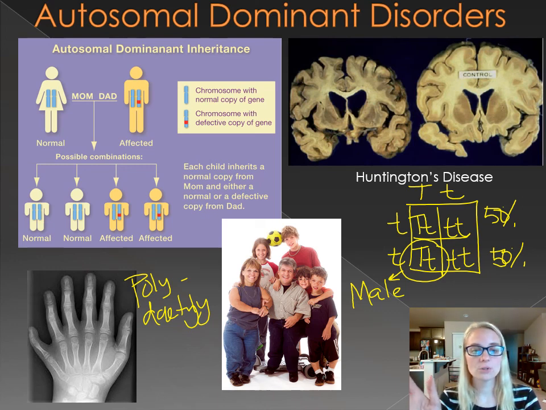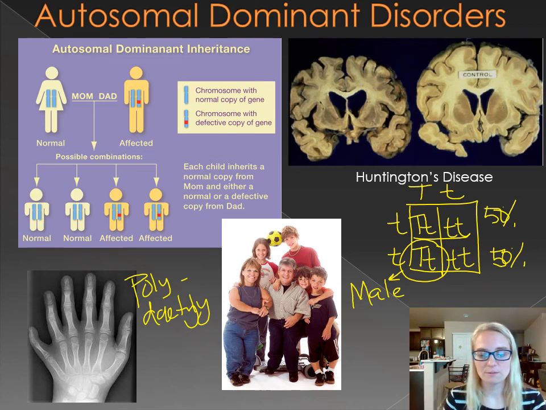All right, so those are some examples of human autosomal dominant disorders. And that's it. So that wraps up all of our chapter 16 information.